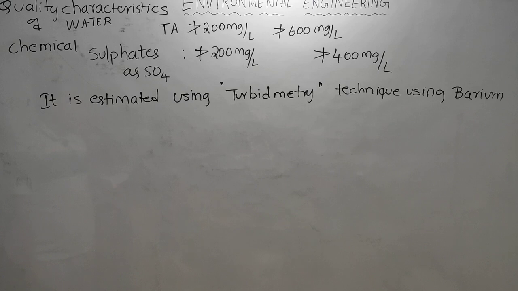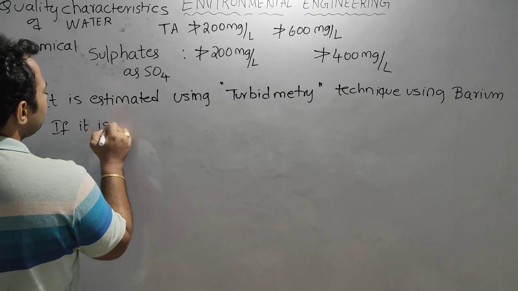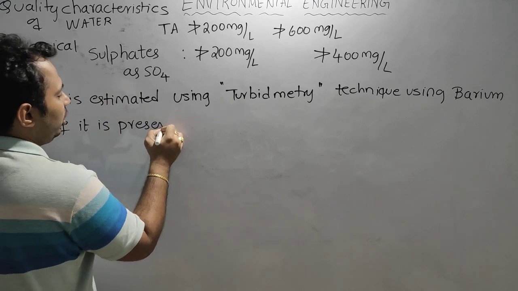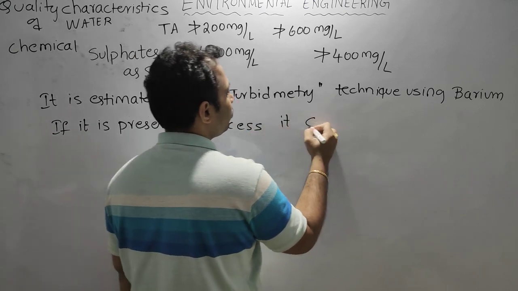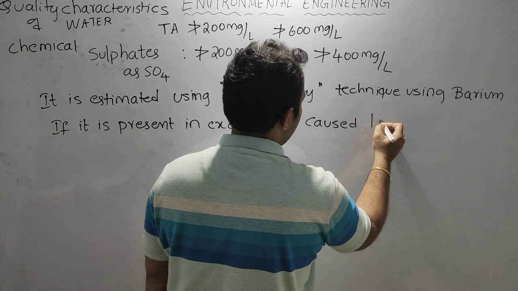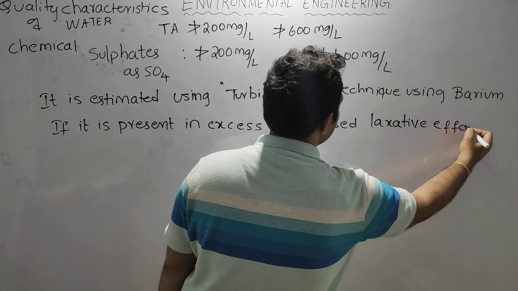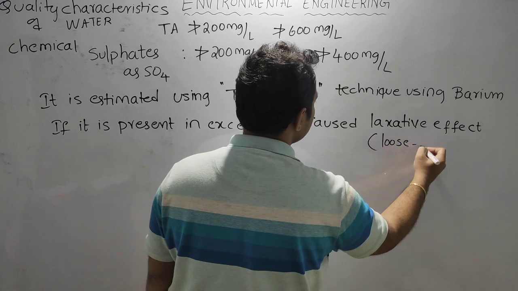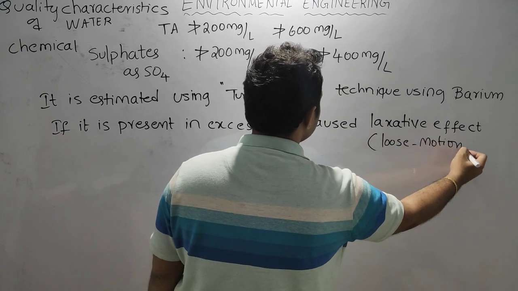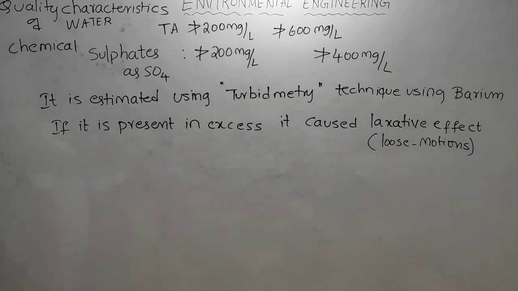If sulfate is present in excess, it causes a laxative effect, that is nothing but diarrhea, loose motions. So if it is present in excess of the specified limit, it causes diarrhea, or laxative problems.